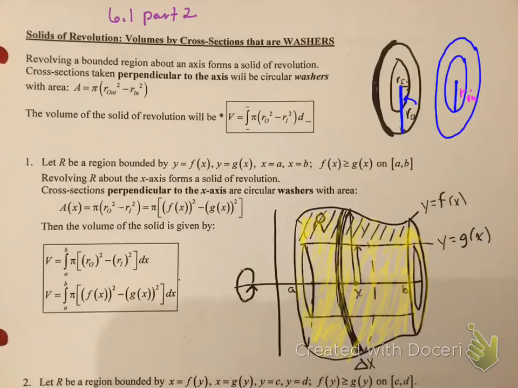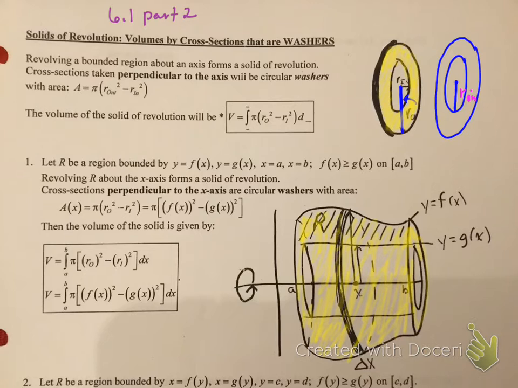So let's talk about what is a washer. A washer is exactly what you think of when you are putting something together and it has a washer to protect the wood. So here's an example of what a washer looks like. There's an inside radius and then there is an outside radius, okay? And when we find the area of a washer, we're going to use pi times the outside radius squared minus the inside radius squared, okay?